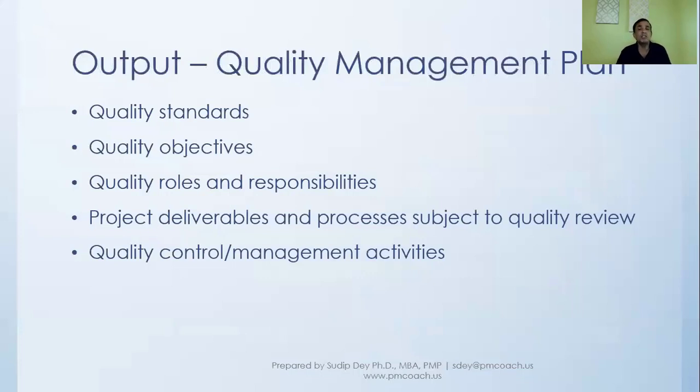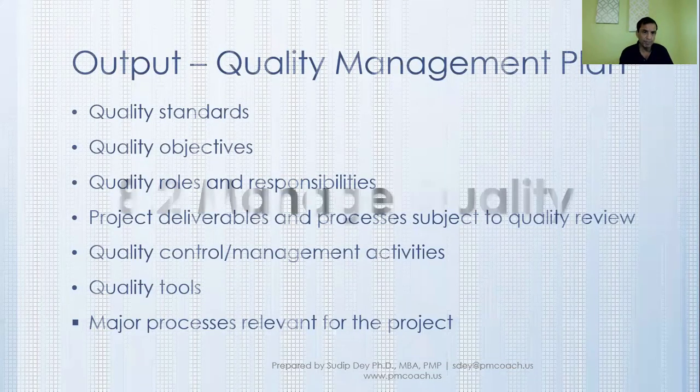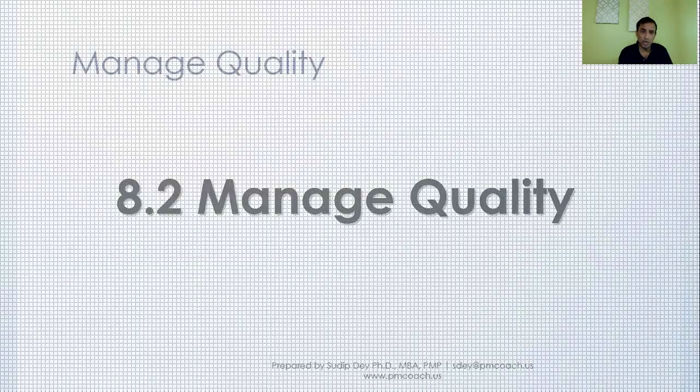So all these different things you'll put together in the plan, so that when you go into the next process, you can take this and determine what are the activities and how you should plan it out. What are the quality tools, and what are the major processes? Let's say conformance, non-conformance. What are the processes that you find relevant for this particular project? So in the quality management plan, you will put this all together, so that this document will provide a guideline for your next processes. Our next process is manage quality.